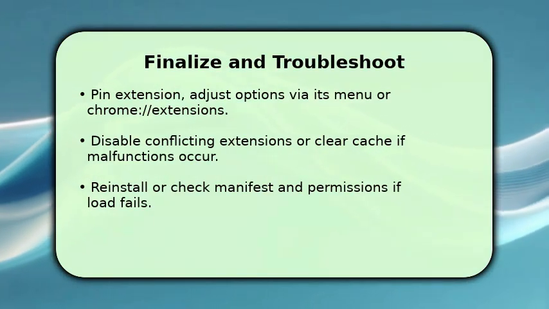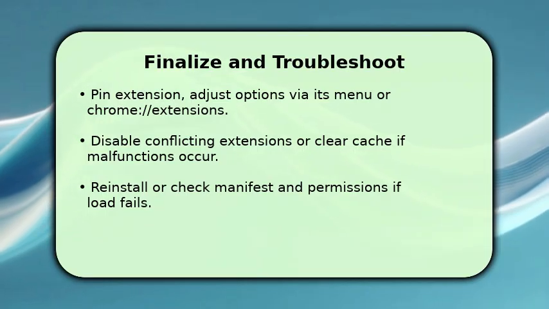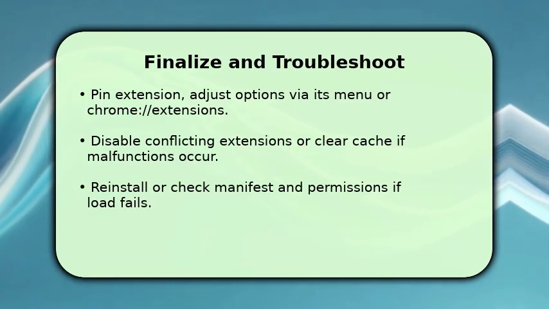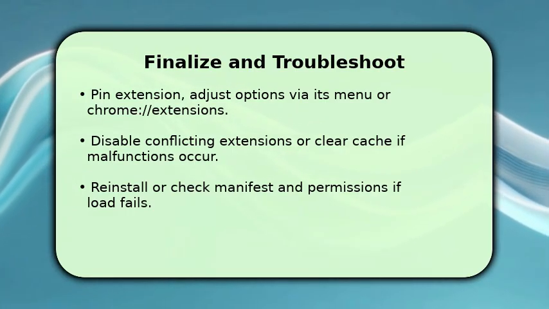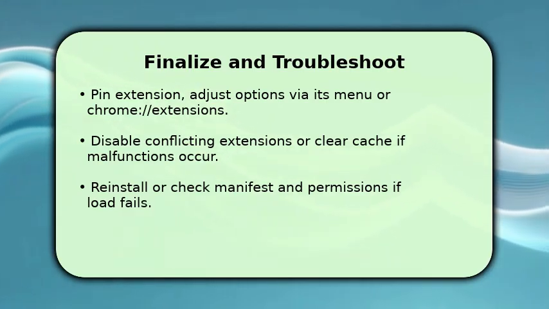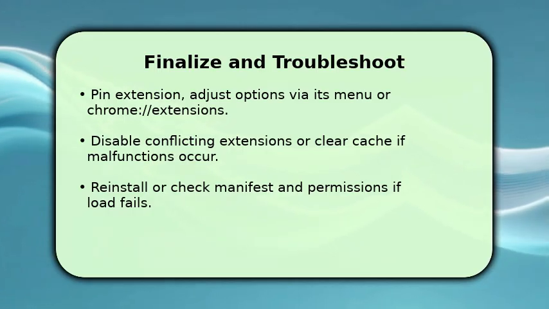If something goes wrong, disable other extensions to rule out conflicts, clear browser cache, and restart Chrome. If a developer mode install fails to load, check manifest.json for syntax errors, ensure correct manifest version, and confirm required files are present.